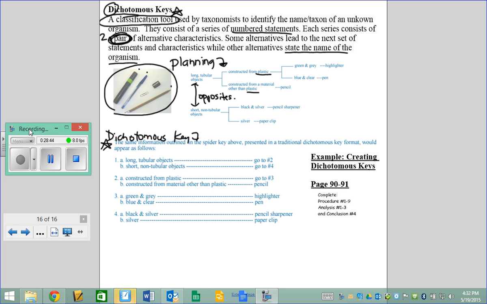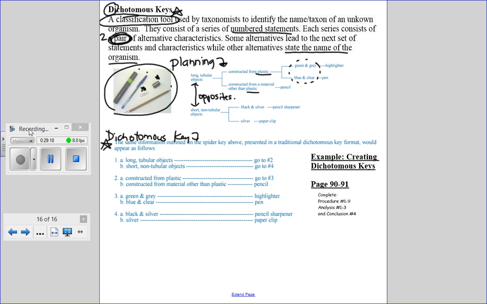Now here, I was a little bit more specific, and sometimes when you get to the last level of questioning, you have to be a little bit more precise so that you can identify both things in a specific way. The one that's gray and green is the highlighter, the one that's blue and clear is the pen, and the one that's constructed from something other than plastic is a pencil. In my short category, I only have 2 objects, my pencil sharpener and my paper clip, and so I went straight to color. Now sometimes at that last level, like I said, you have to be a bit more specific.